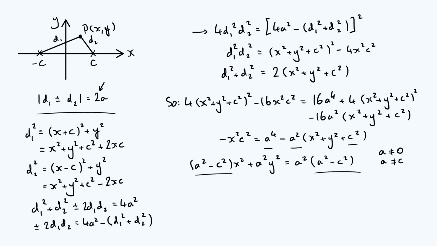But for the rest of this video, we're going to focus on the more interesting and more general case where a is not 0 and a is not c. So what that allows us to do, because the right-hand side is definitely non-zero, is to divide everything by the term on the right-hand side. That's going to mean that your x squared term is now just x squared over a squared, because the (a squared minus c squared) would cancel. Similarly, your y squared term is y squared over (a squared minus c squared), because the a squareds cancel, and the right-hand side is just 1.